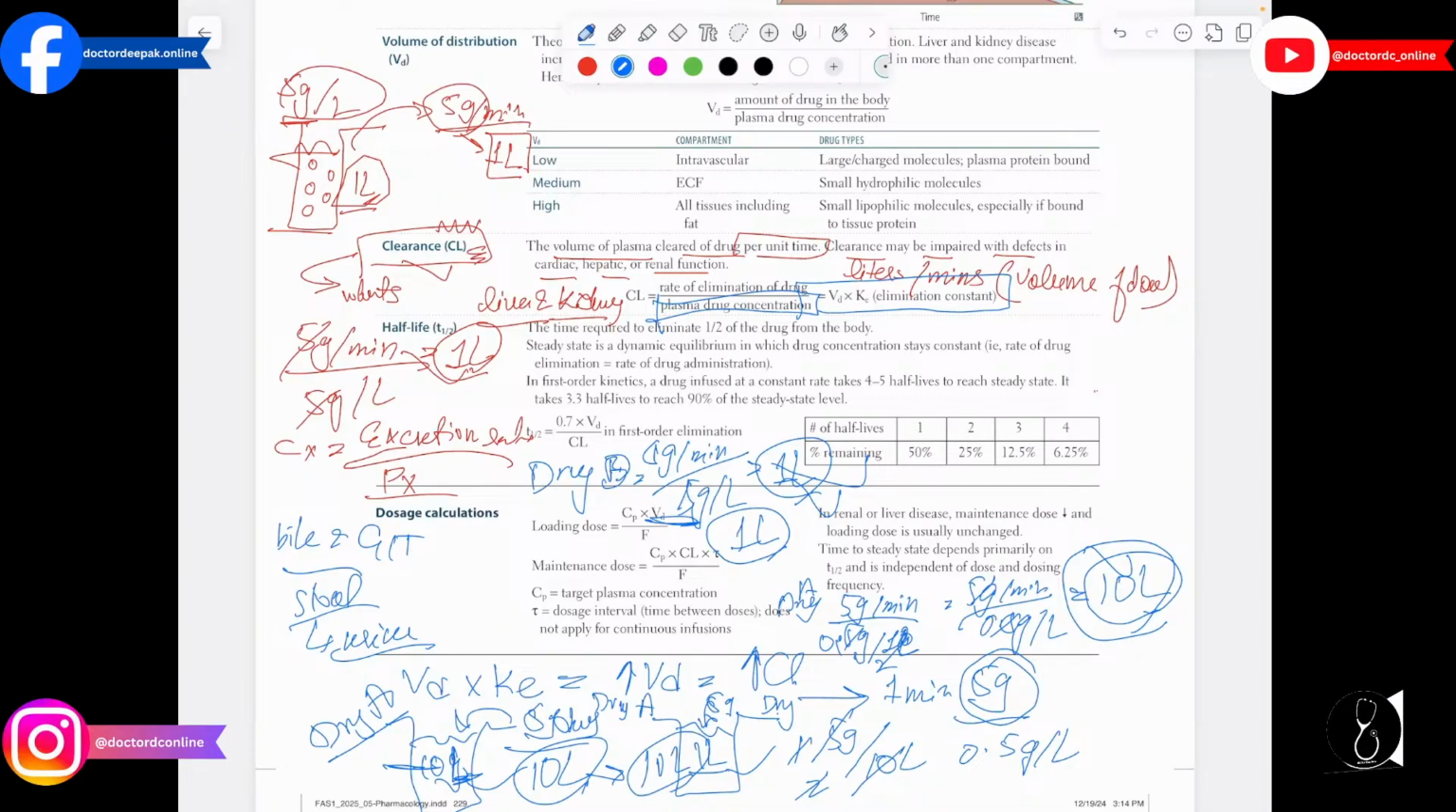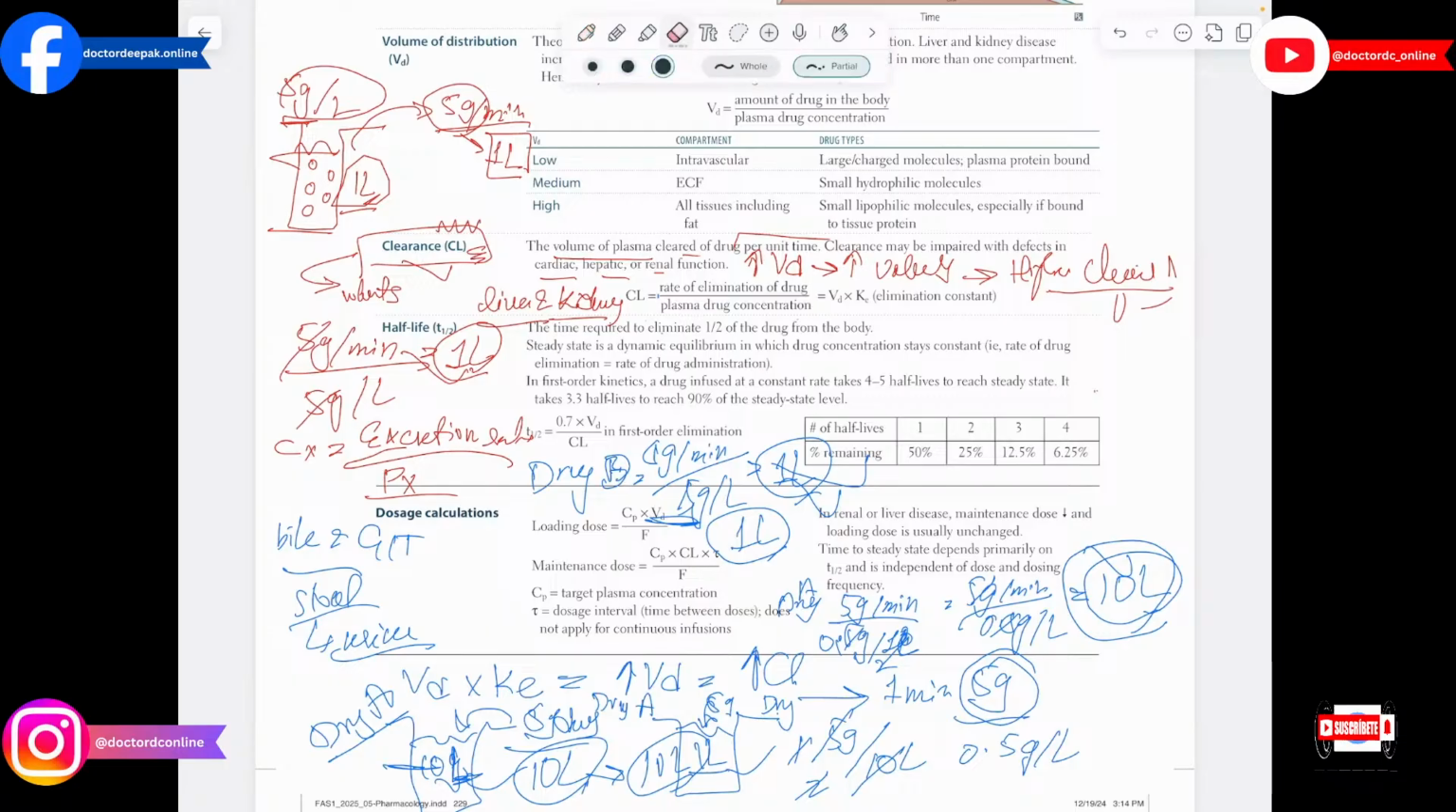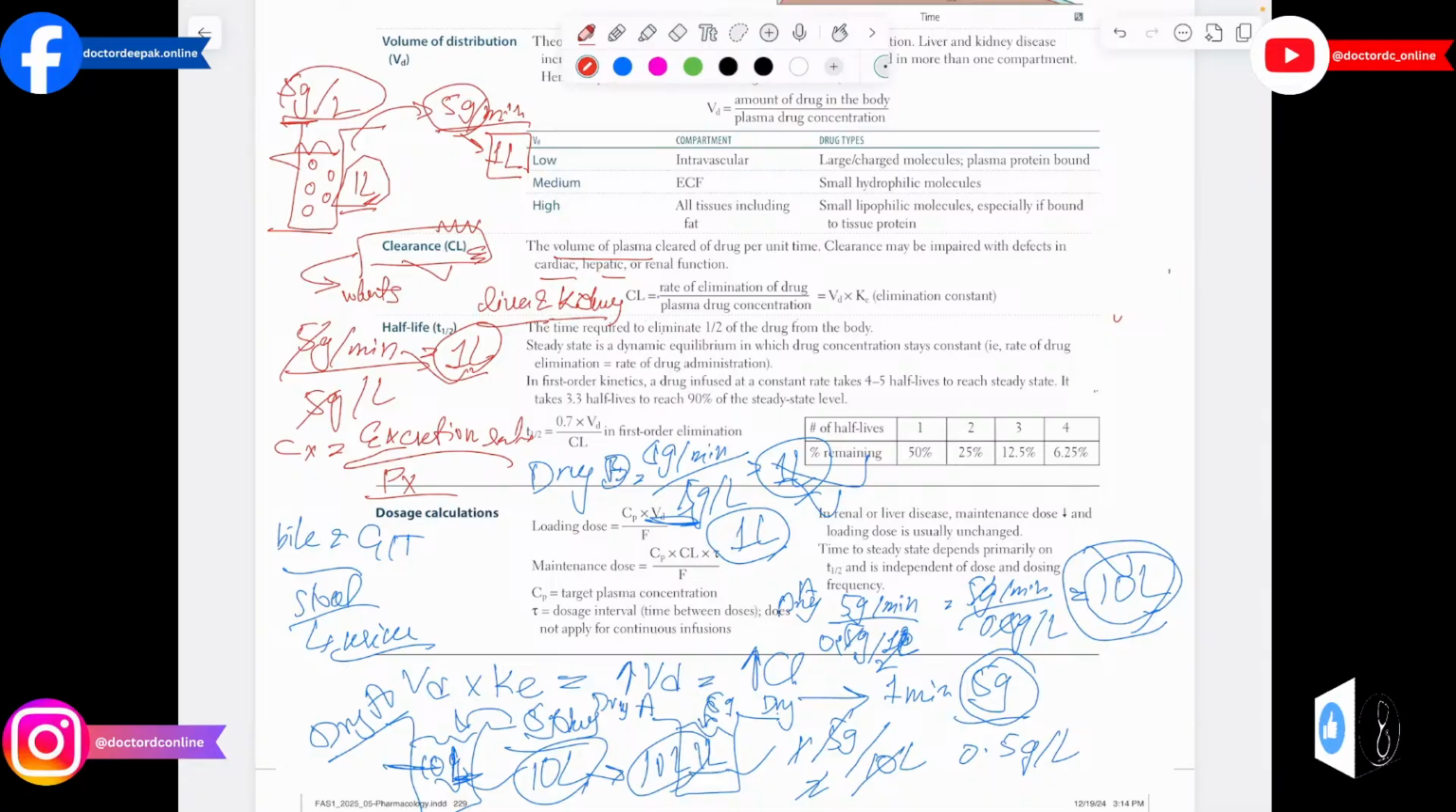It's simple enough. So we are going to write a statement: if you have a higher volume of distribution, there is a higher volume holding the drug, and there will be higher clearance. And now we are moving to the next thing, that is the elimination constant.